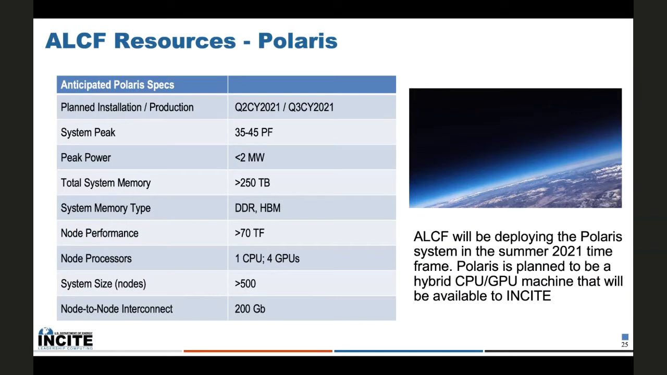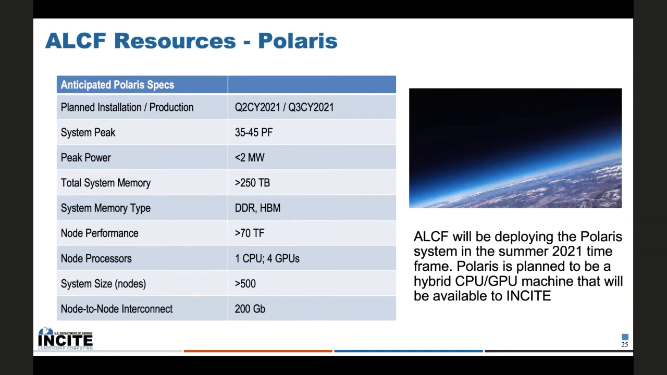Polaris is one of the new resources. Catherine was mentioning it also at the beginning as a novelty. So ALCF will be deploying this system in the summer of 2021 timeframe. And Polaris is planned to be a hybrid CPU and GPU machine that will be available to INCITE. I know that there are some questions in the chat. We can address them during the Q&A or in the next slides.